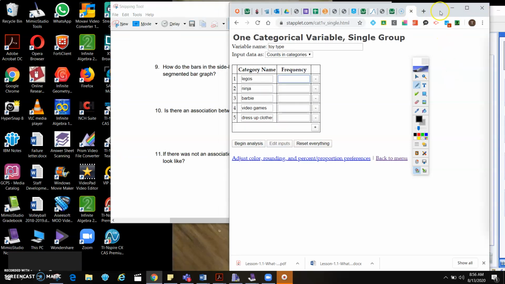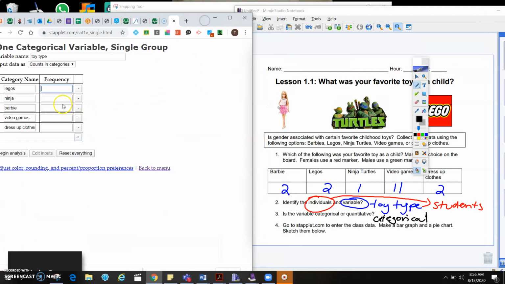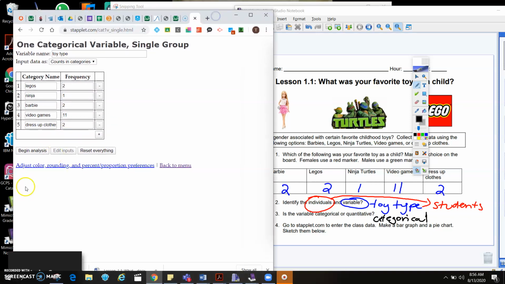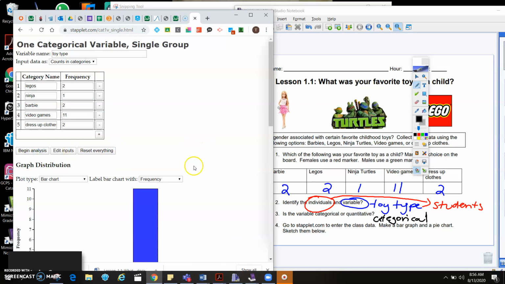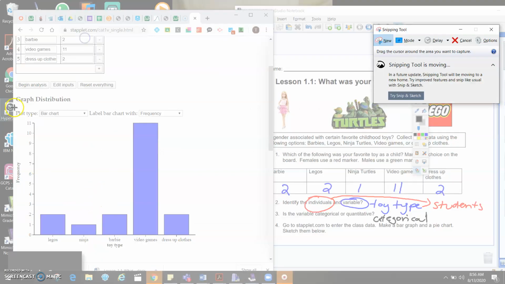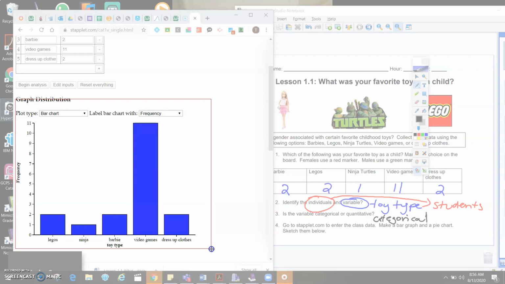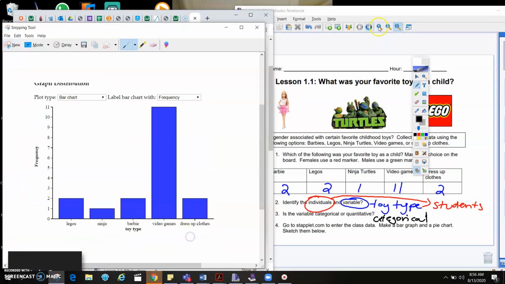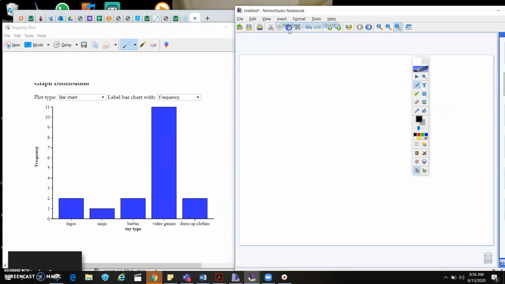So we're going to look back at our data really quick. We've got 2 Barbies. We've got 11 video games. We've got 2 dress-up clothes. We've got 2 Legos. We've got 1 Ninja Turtle. And then we're going to hit Begin Analysis. Here is a bar chart. I'm going to copy this down onto my paper, or I'm just going to pull it over into my notepad.